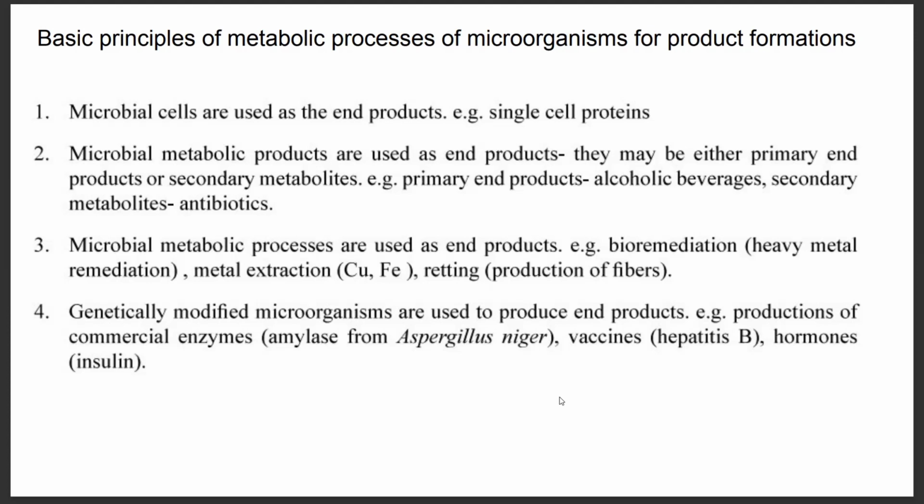Then what is an alcoholic beverage? A primary end product. Sucrose is converted into ethanol. Secondary metabolites, antibiotics. If not, microbial metabolic processes are used as end product: bioremediation, metal extraction. Fourth one, genetically modified microorganisms are used to produce end products. Production of commercial enzymes, vaccines, subunit vaccine like toxoid vaccine, hepatitis B virus, and hormones.